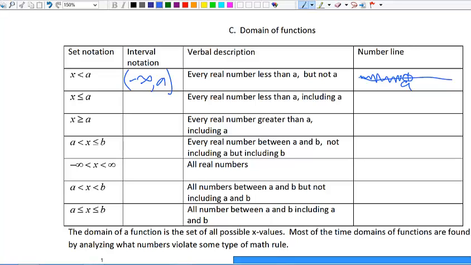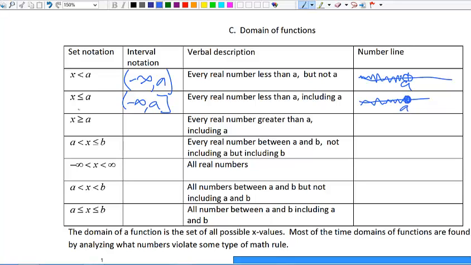Okay. Now the difference between that and less than or equal to pretty much is that symbol on a itself. So this time we're going to include it, which means we put a bracket on it. And in our number line, we draw a closed point. And other than that, it's everything before it.